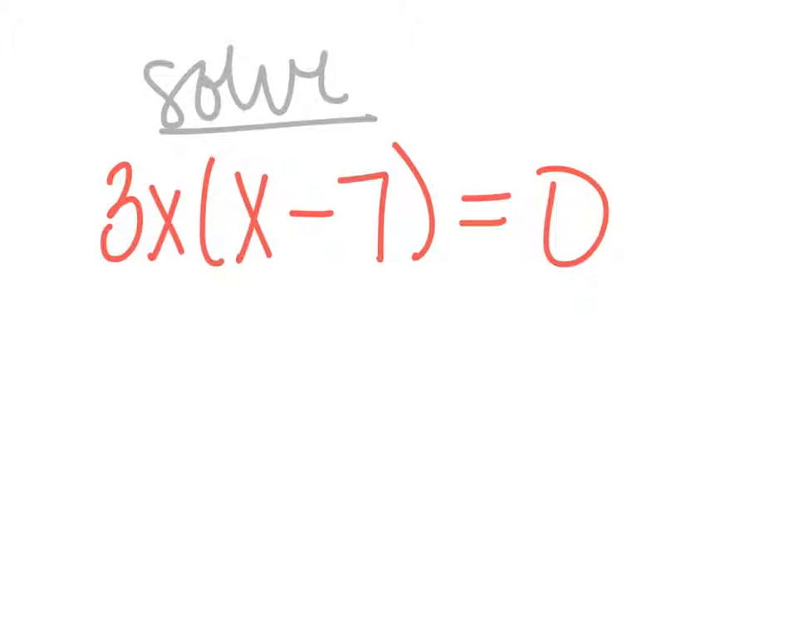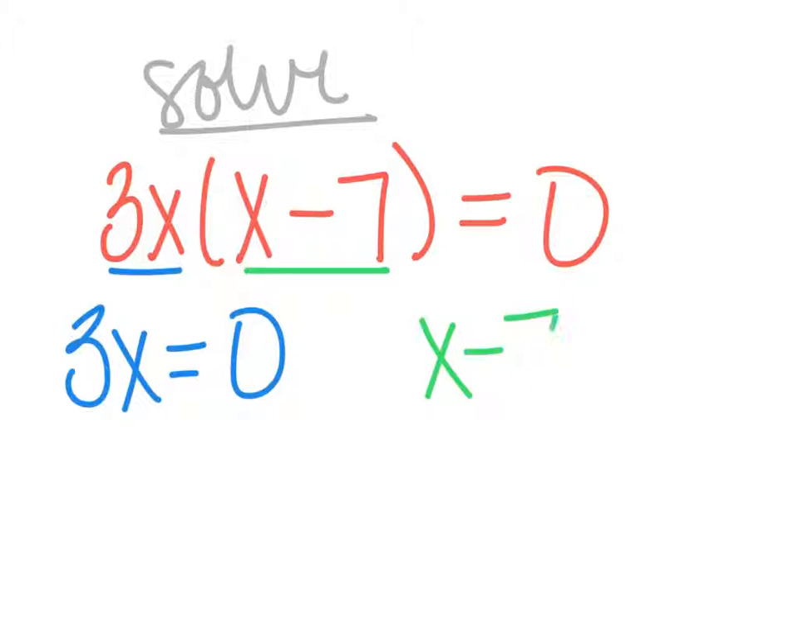What that works out to be, and how that helps us, is that if I have something like this, 3x times (x minus 7) equals 0, and I'm supposed to solve this, I know two things. Either 3x equals 0, because that's this part out here, or x minus 7 equals 0. I can use that to my benefit to help me work this out.